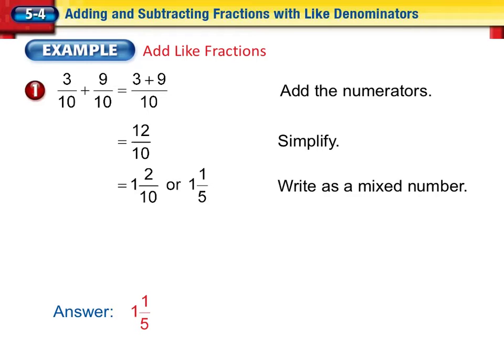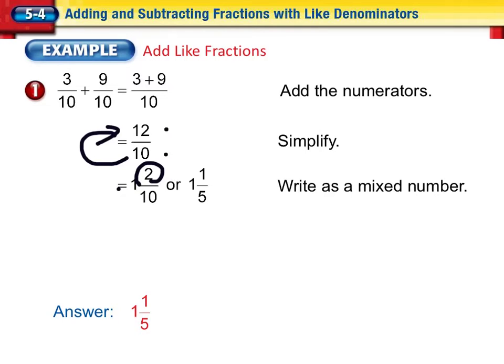I know you've looked at that and realized that this fraction is an improper fraction. What we need to do is change that into a mixed number. We do that by dividing the denominator into the numerator. 10 goes into 12 one time, and we have a remainder of 2. So our answer is 1 2/10.